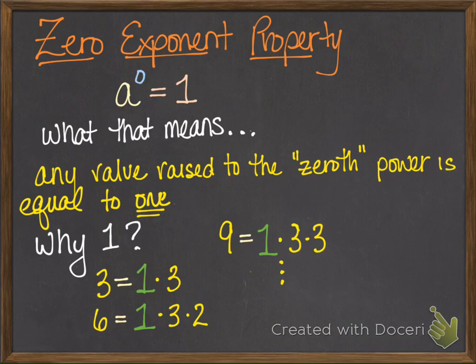3 is 1 times 3. 6 is 1 times 3 times 2. 9 is 1 times 3 times 3. So in reality, if I had something like 2 to the 0 power, the actual evaluation of that is some number. It's 1 times, and then that exponent says, times 0 2's. So it's 1 times 0 2's, and all I'm left with is the 1, so 2 to the 0 is just 1.